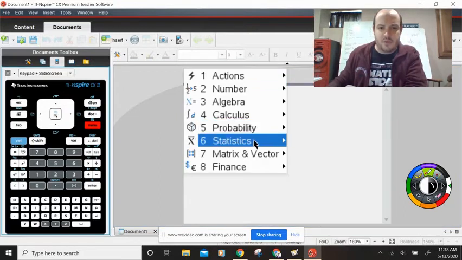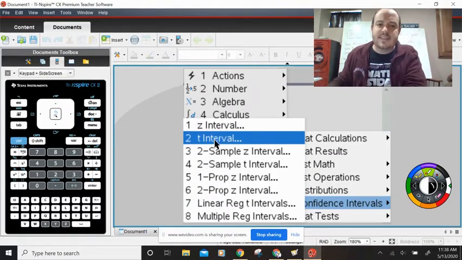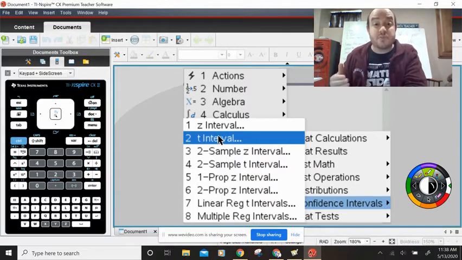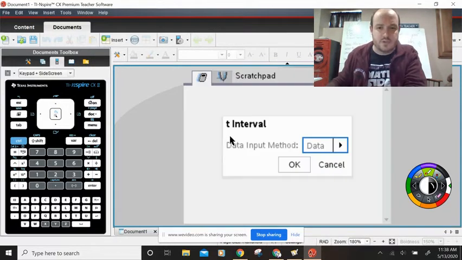And menu, statistics. We're going to go to confidence interval. This is a T interval, all right? I know that because there's only one sample, so I don't have to worry about it being two. And we only have the sample standard deviation, not the population standard deviation. If we had the population standard deviation, we could go with Z interval, but we only have the sample, so we're going to go T interval.